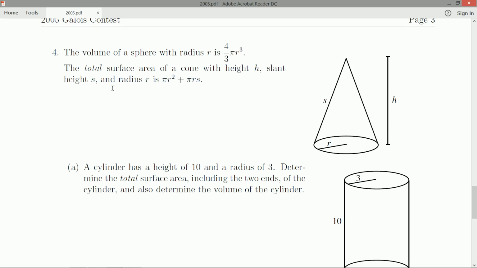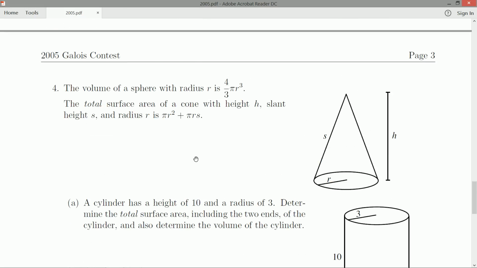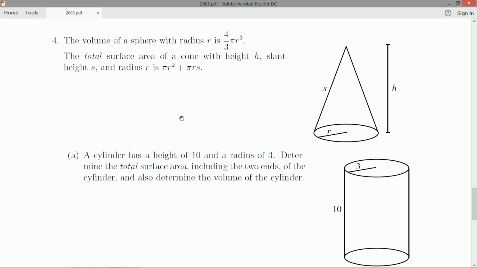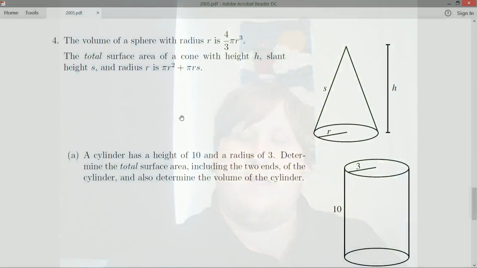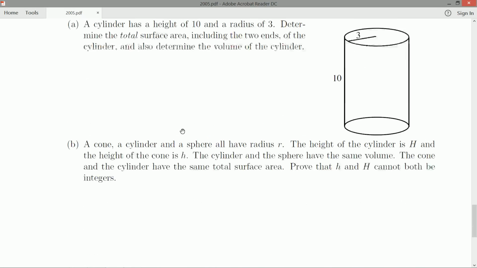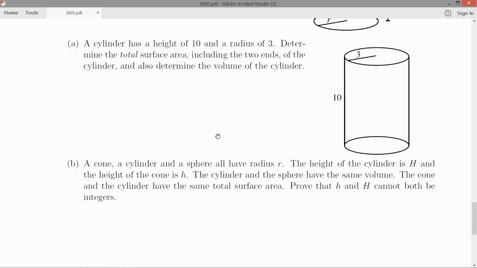Okay. So we've got some geometric formulas. That's okay. I'm a little apprehensive just because, in my experience, I'm not the best with the 3D geometry problems. They tend to hang me up a little bit, but we'll see where this goes. There's an A part, a B part, and that's it.